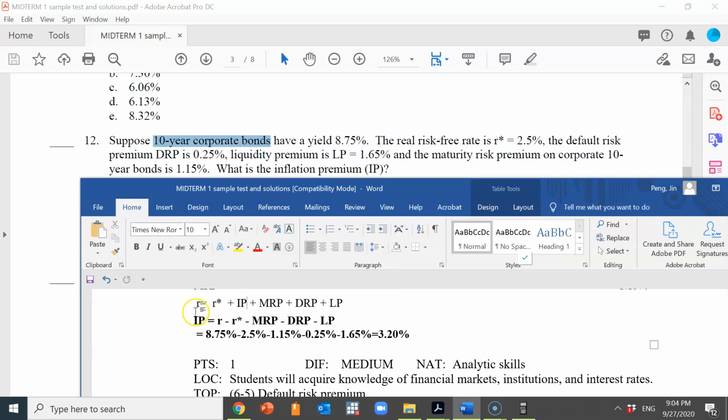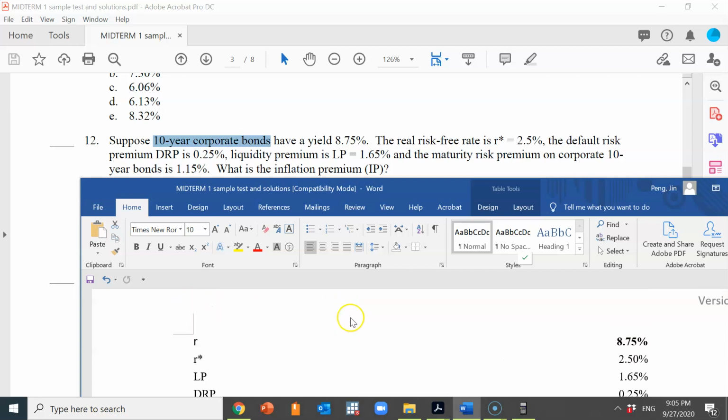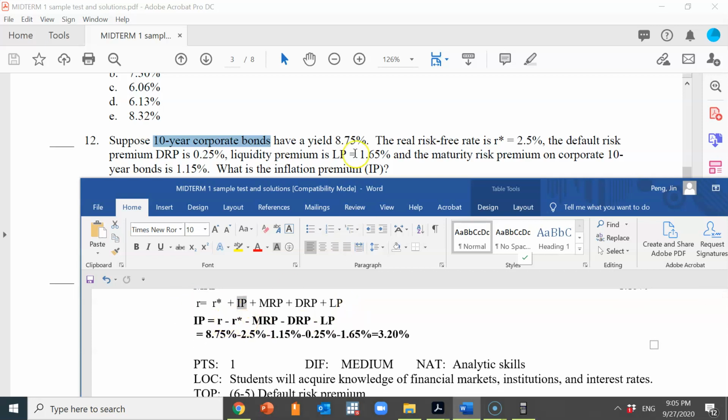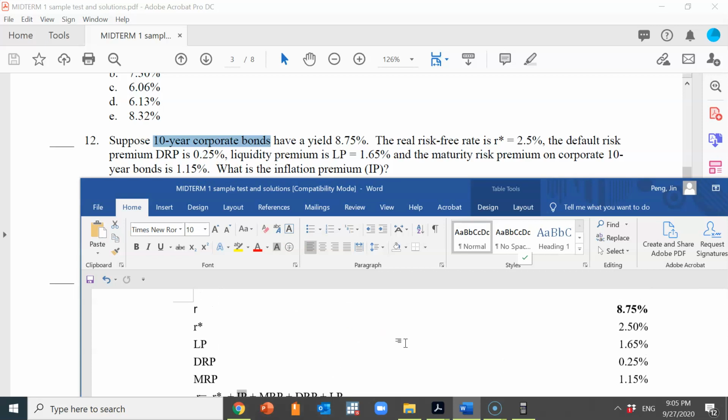So we only keep IP on the right-hand side of the equation. So it equals what's on the left-hand side, R, minus all the other 4 elements. Okay, and we know here in this question, the total return is 8.75%. We can use this to minus R star, 2.5%, minus MRP, which is 1.15%, minus DRP, which is 0.25%, minus LP, 1.65%. So we have 3.2% as our final answer. We should choose option C.